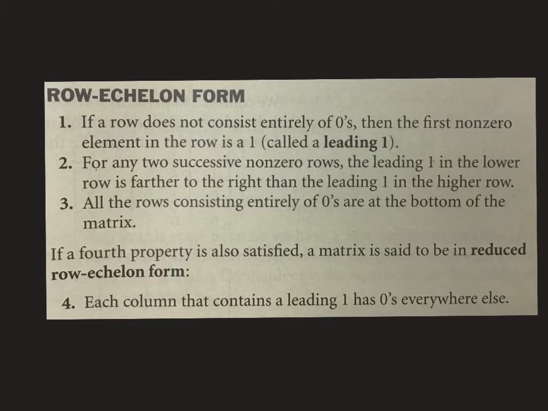Before I show it to you, our goal for an augmented matrix is to get it in row echelon form. Row echelon form is like this. If a row does not consist entirely of zeros, its first element is a 1, called a leading 1. So the first number we want in each row is a 1. For any 2 successive rows, the leading 1 in the lower row is farther to the right than the leading 1 in the higher row. And number 3, all rows consisting entirely of zeros are at the bottom of the matrix.